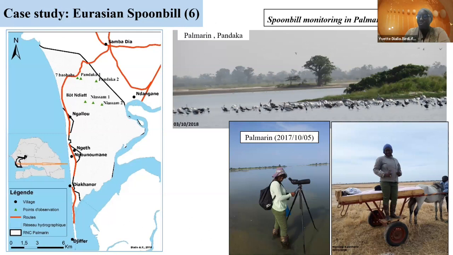And after 2 hours of monitoring, we move to the Nyassam sector, in the mangrove swamp, which is their dormitory, where all the individuals on the site return when the sun is at its zenith, for example midday. Next slide.